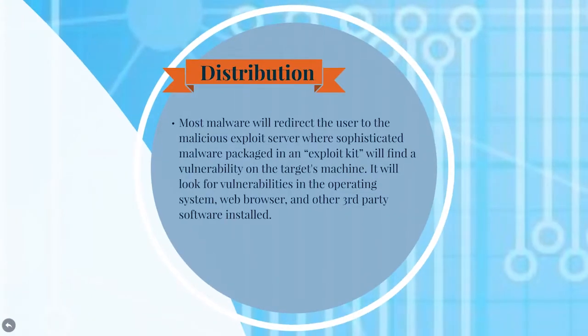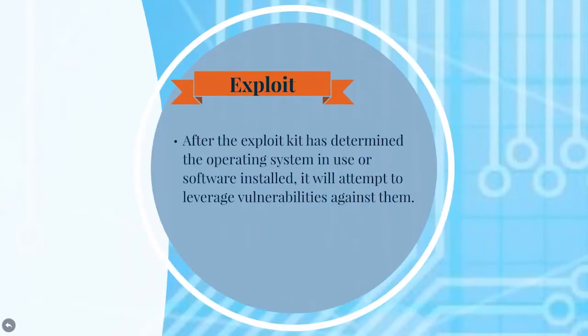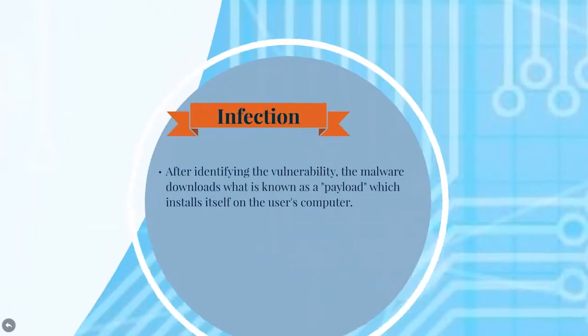Stage 2, distribution. Most malware will redirect the user to the malicious exploit server, where sophisticated malware packaged in an exploit kit will find vulnerability on the target's machine. It will look for vulnerabilities in the operating system, web browser, and other third-party software installed. Stage 3, exploit. After the exploit kit has determined the operating system in use or software installed, it will attempt to leverage vulnerabilities against them.